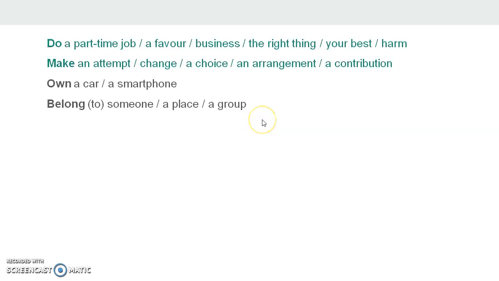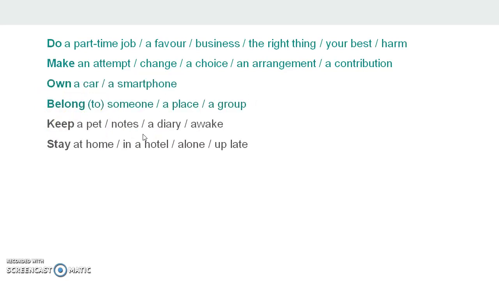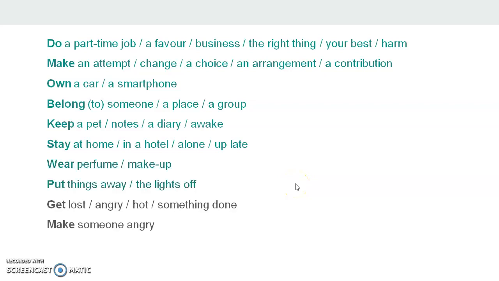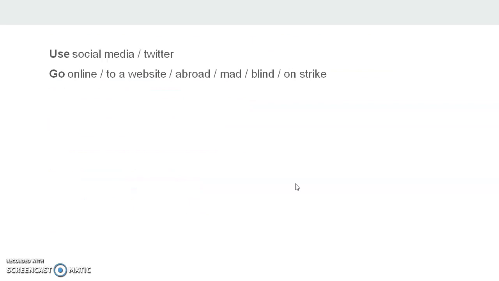So here are some more pairs that people might confuse. Own and belong is one of them. Keep and stay. Wear and put, people might confuse sometimes. And here some more. Use and go, another pair. So as you see, we use social media or use Twitter, but with go, we have some different words to use. Go online, go to a website, go abroad, go mad, go blind, go on strike.